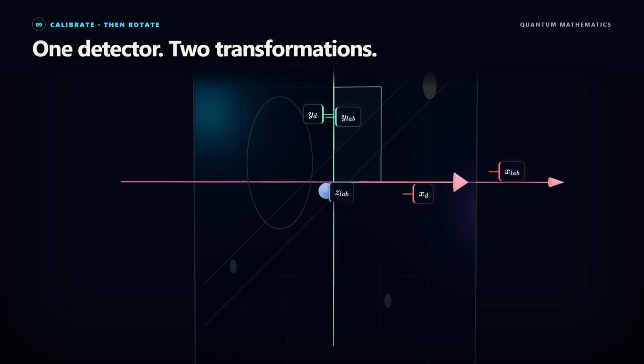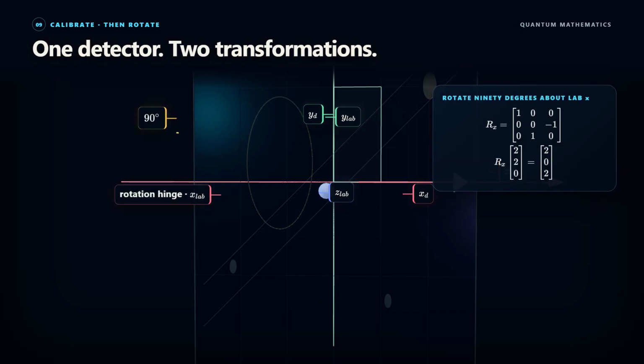Now place this calibrated detector inside the laboratory. It is mounted vertically, produced by a 90-degree rotation about the laboratory x-axis. The rotation matrix R sub x leaves x unchanged. It sends detector y into laboratory z, and it sends laboratory z toward negative y. Our detector begins with z equal to 0, so its plane rises cleanly out of the screen.